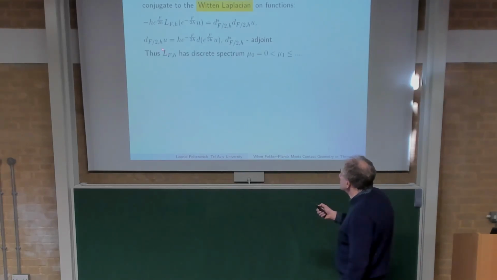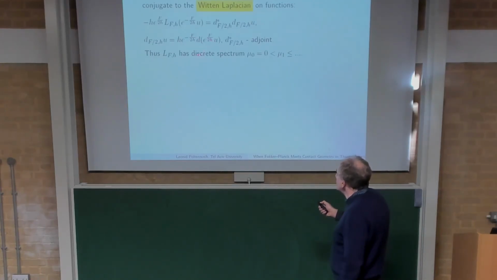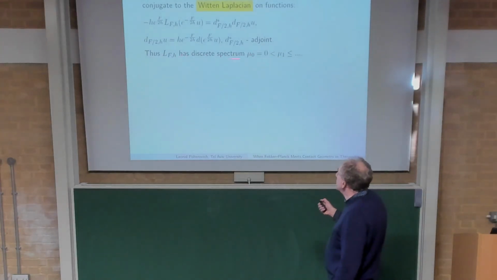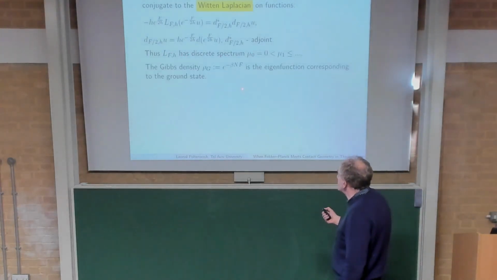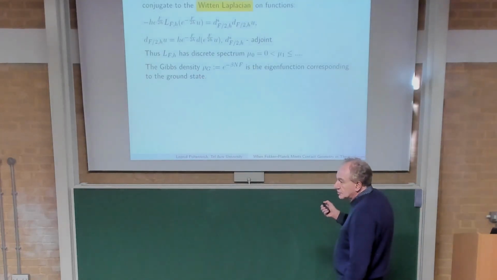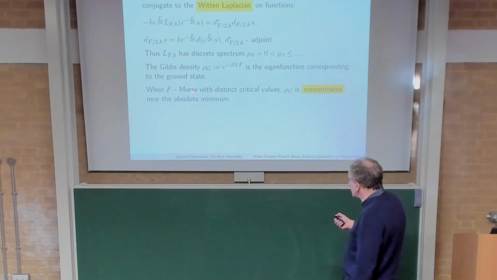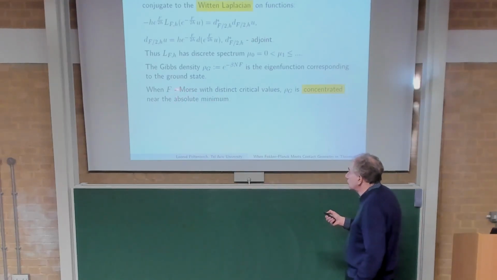When we write the Witten-Laplacian in this form, we see that it's a positive operator. Obviously, it has discrete spectrum. And there was a really long story of how the Gibbs density corresponds to the ground state. That's for sure. And then there was a story of how eigenvalues and eigenfunctions behave when f, for instance, is a Morse function.